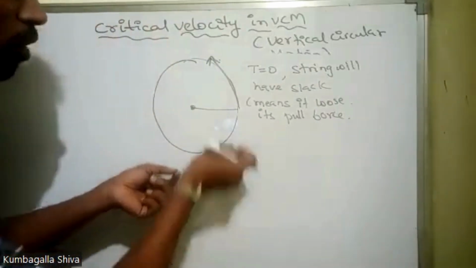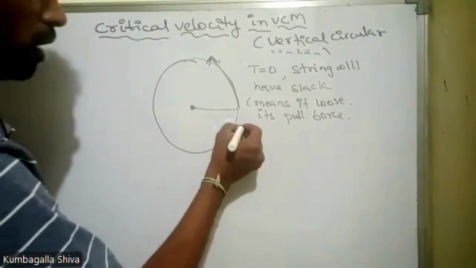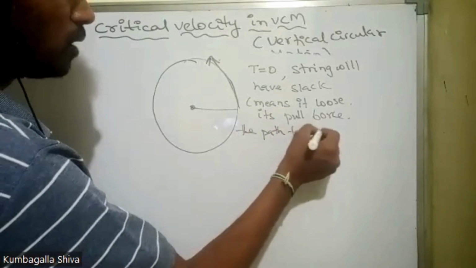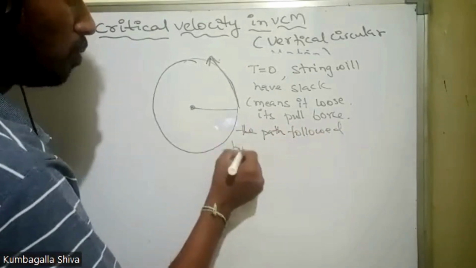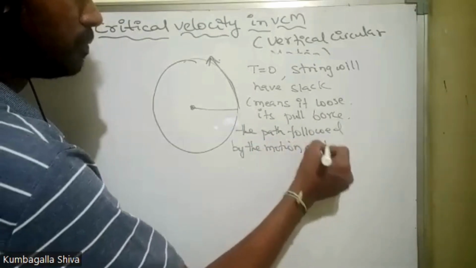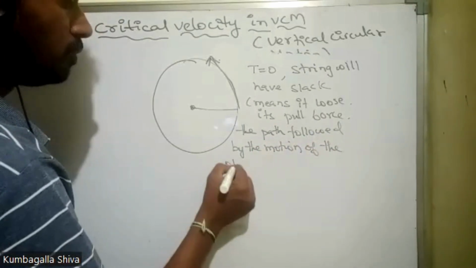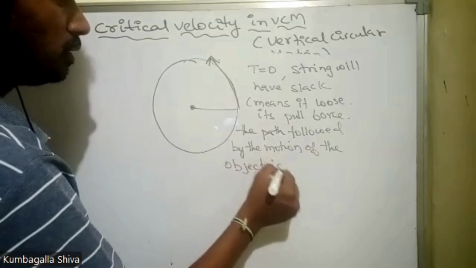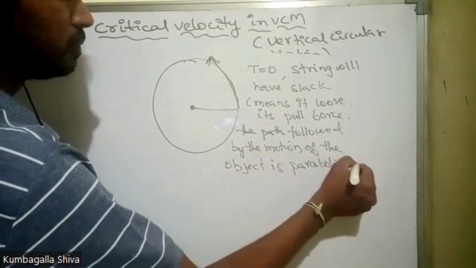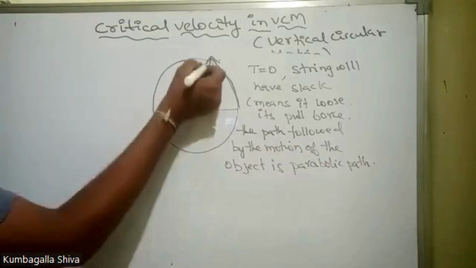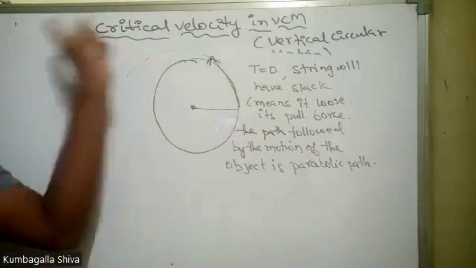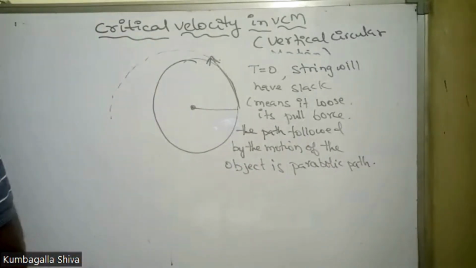Then the path followed by the motion of the object is a parabola. A parabolic path means it comes like this. Are we clear?